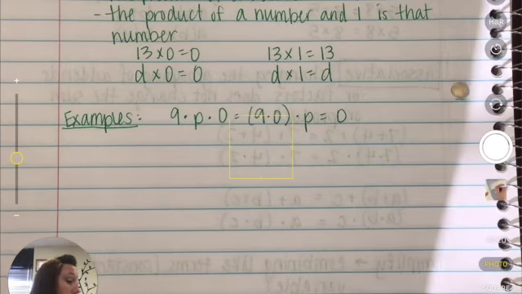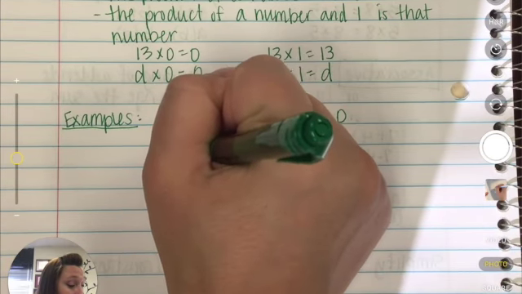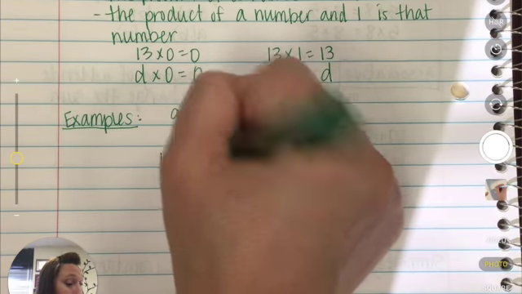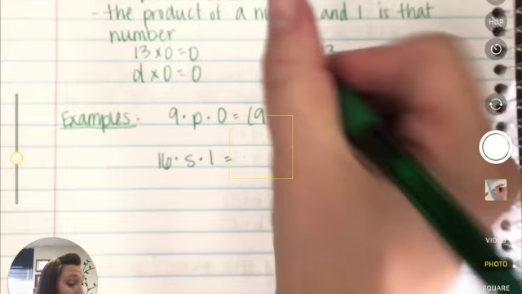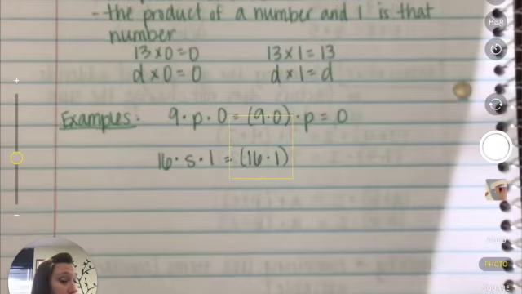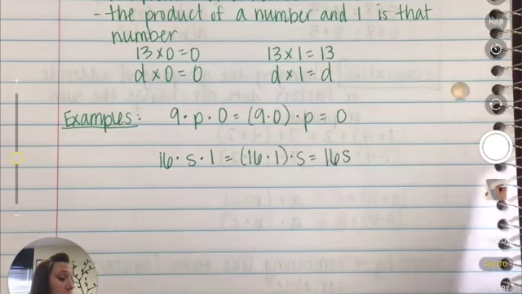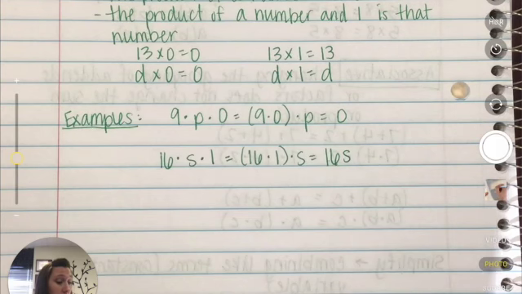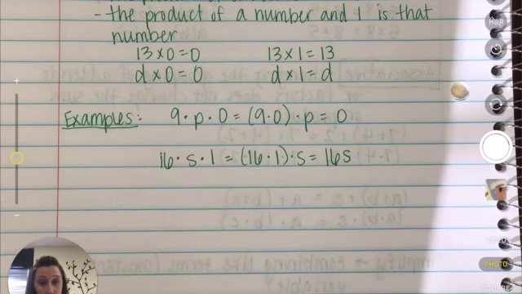Same thing with 1. I can do 16 times s times 1. I can either group together the s and the 1, or I can switch using the associative or the commutative property. I can multiply the 16 times 1 together and then multiply it by s, which is just going to be 16 times s. So I can put those together. I know that's going to be my product.